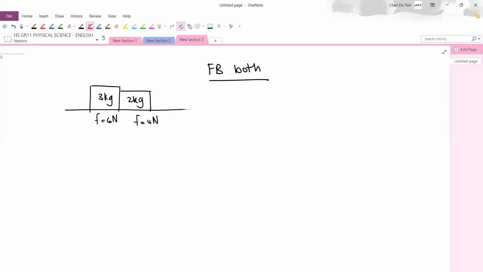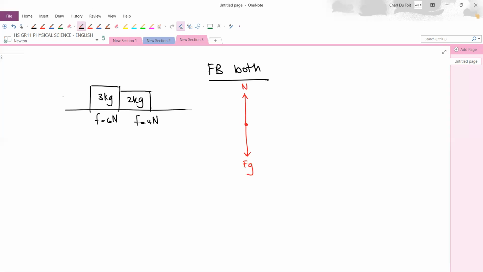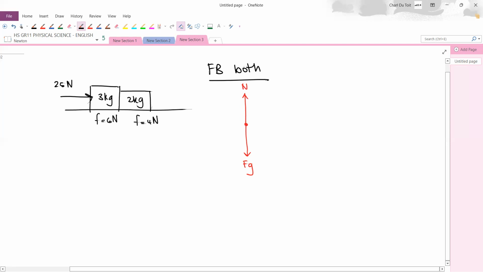Right, let's do the 3 kg block. There's a normal force. Do you use N or Fn? N. And then downwards, do you use Fg or W for weight? Fg. Okay. Let's assume that someone is now pushing these two blocks with 25 newtons to the right.